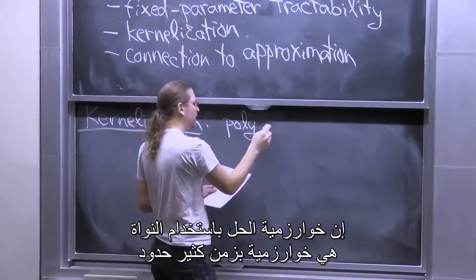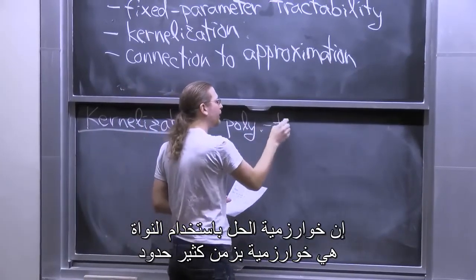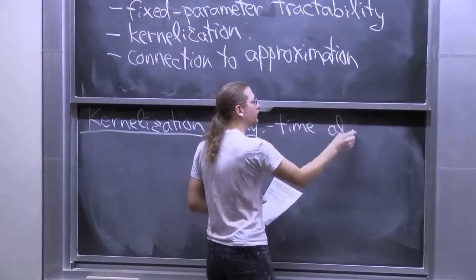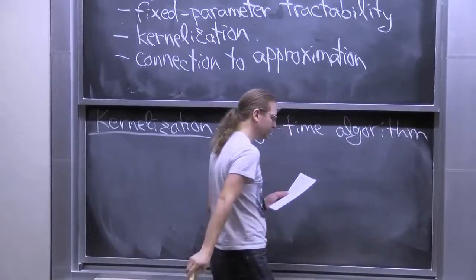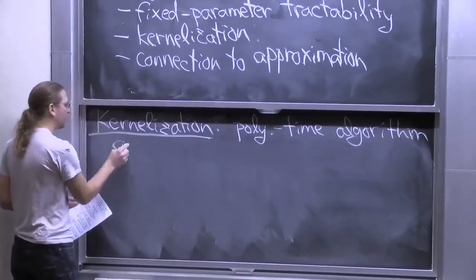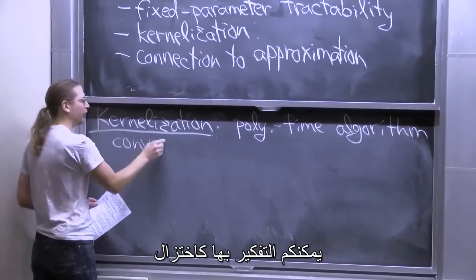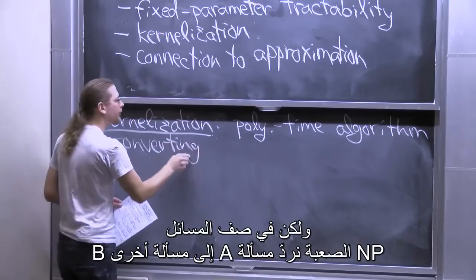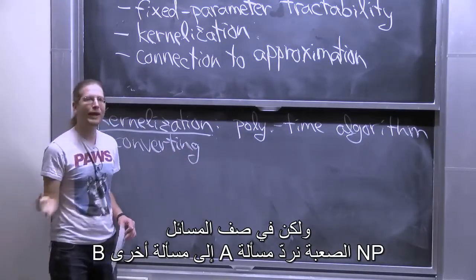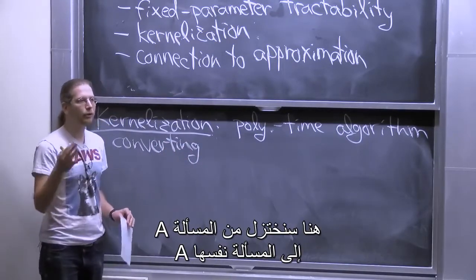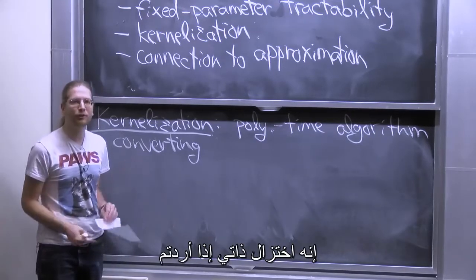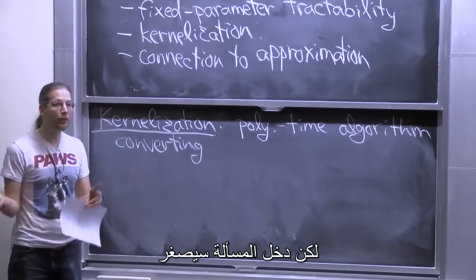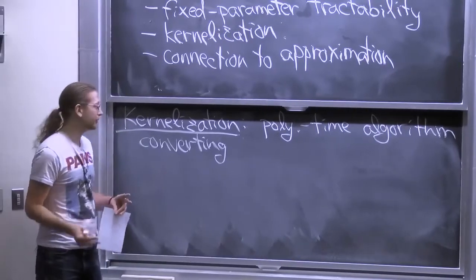Kernelization algorithm is a polynomial time algorithm. Okay, back to polynomial time land. You can think of it as a reduction. But with NP hardness, we reduce from one problem A to another problem B. Here we're going to reduce from the problem A to the same problem A. It's a self-reduction, if you will. But the input to the problem is going to get smaller.